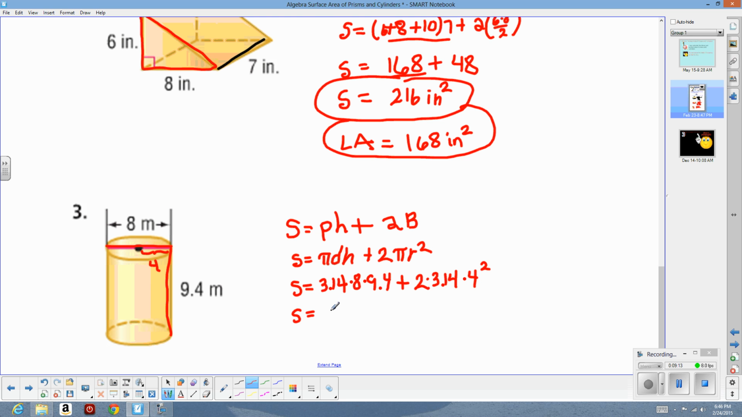That's 236.128. So to the nearest tenth, I'm going to just go ahead and round that to 236.1. And then the second piece, 2 times 3.14 times 4 squared. That's 100.48, or about 100.5.